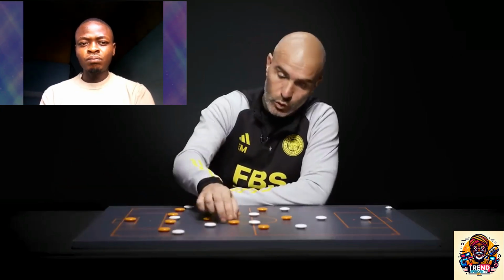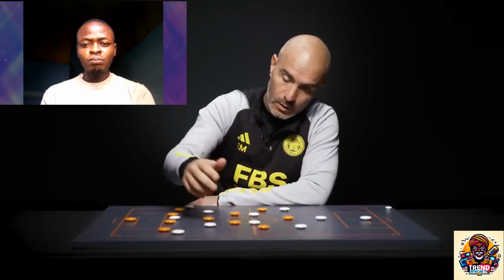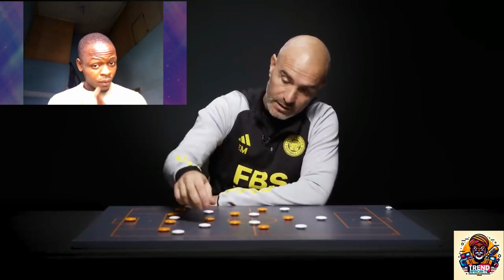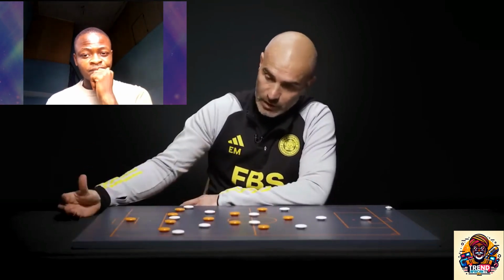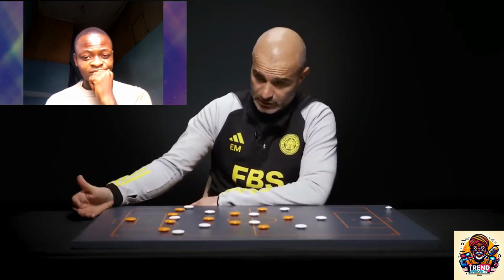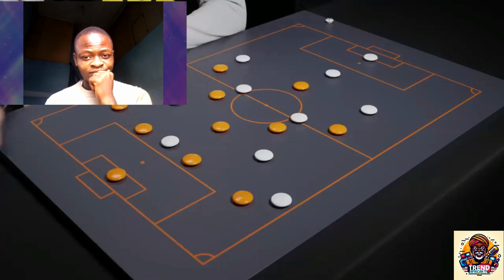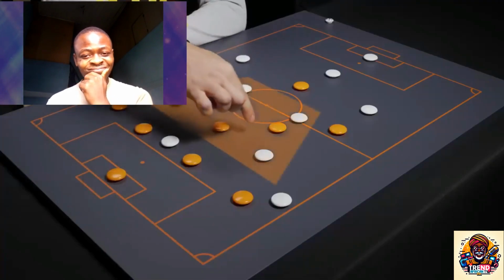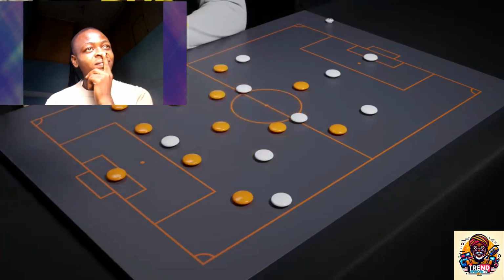So we try to use the fullback inside, and the main target is to have an extra player in the middle. As you can see, against 4-3-3, in this case, we have 4 against 3 in the middle, and we have 1 extra player that gives us more control.